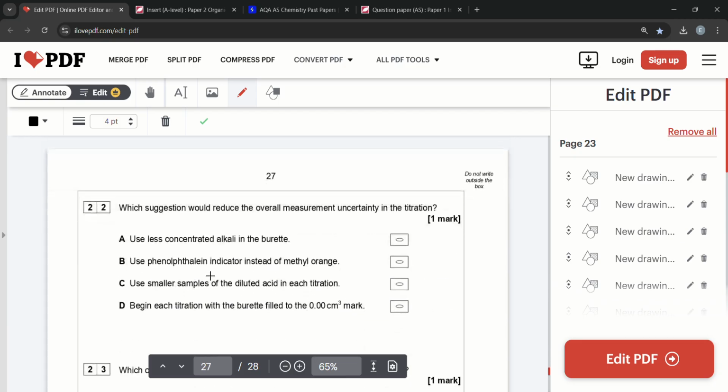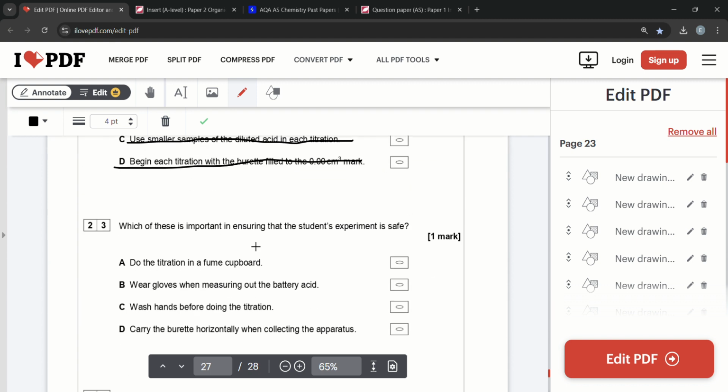Question 22. Which suggestion would reduce the overall measurement uncertainty of a titration? Use less concentrated alkali in the burette. Use phenolphthalein indicator instead of methyl orange. No. Last time I checked, I'm going to check the titration practical right now in the CPAC book. Last time I checked, no, you can't. But it's not going to reduce overall. Use smaller samples, no, that would probably increase it. Begin each titration with burette filled to the 0.0 centimetres cubed mark, no. You use less concentrated alkali in the burette.